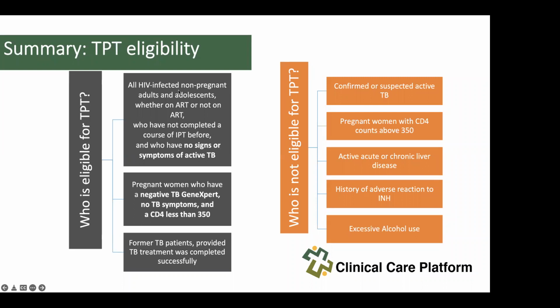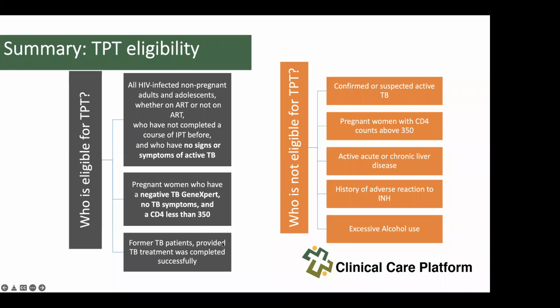So in terms of your non-pregnant adults, all HIV non-pregnant adults, whether on ARVs or not, who have not completed IPT before and have no signs and symptoms of active TB. So in other words, we don't repeat IPT, it's very clear. And for your non-pregnant adults, whether they are on ARVs or not, we should be considering them for this. And then also we need to ensure that active TB has been excluded, right? In pregnancy, which I've already covered, all HIV positive pregnant women where the symptoms are negative, TB expert is negative, the CD4 count is less than 350, they are eligible.